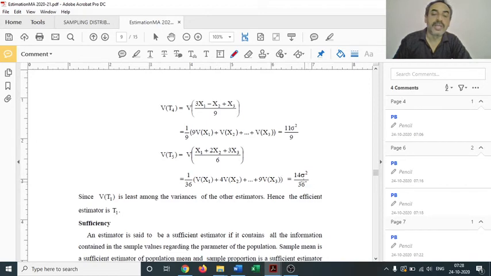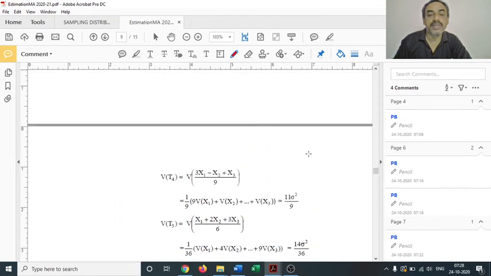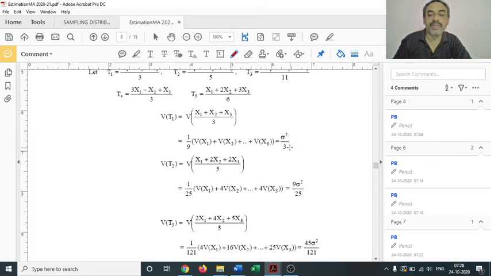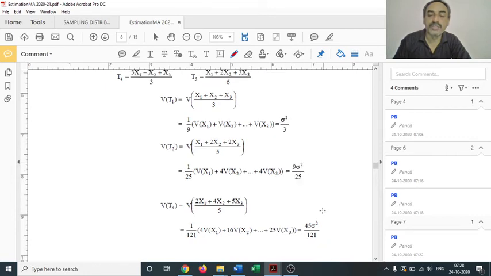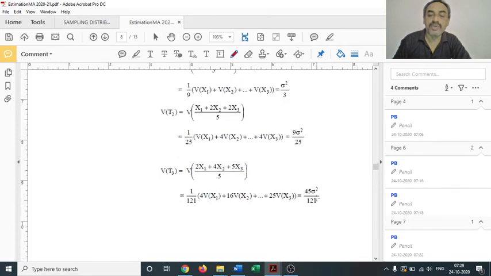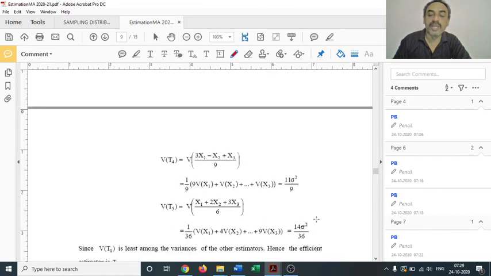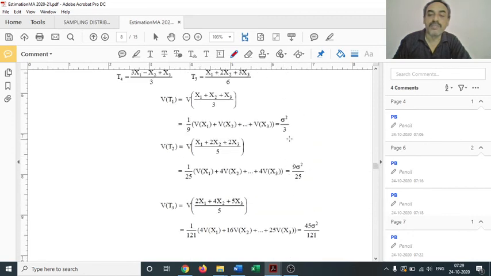We can show that among these 5 unbiased estimators, the least variance estimator is that of T1. Sigma square by 3 will be the smallest. You can compare by considering these variances without the factor sigma square, because sigma square is a common value in all the variances. Just use a calculator to determine 1 by 3, 9 by 25, 45 by 121, then 11 by 9 and 14 by 36. We can see that among these fractions, 1 by 3 will be the smallest.